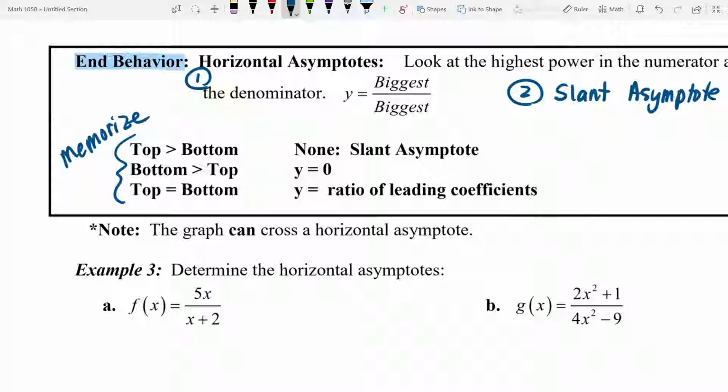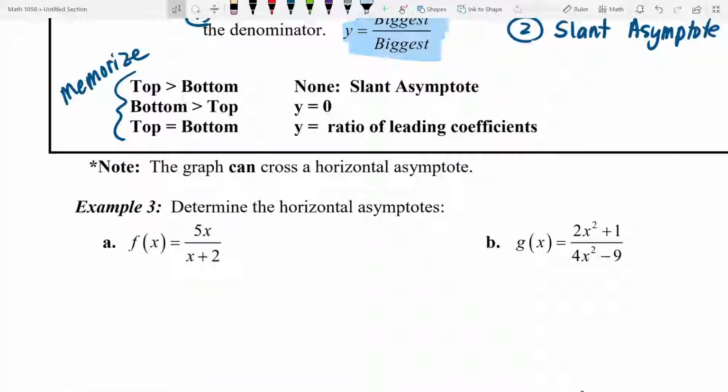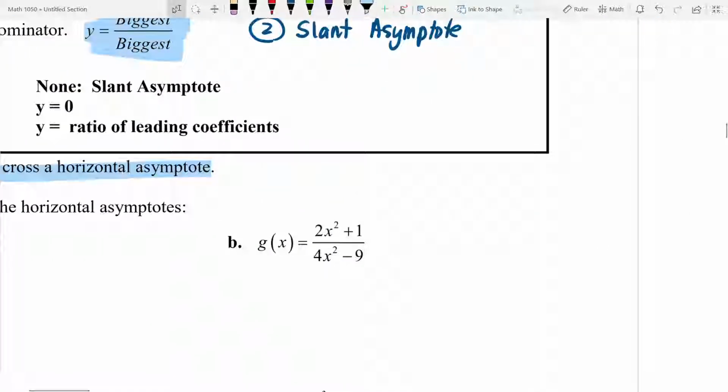The way that you find a horizontal asymptote is biggest over biggest. I'm going to ask you that every time we find one. I'm just going to keep drilling you. How do you find a horizontal asymptote? And your guys' response is going to be biggest over biggest. Okay, let's go ahead and do it. One more thing, guys. It is okay to cross a horizontal asymptote. It's okay to do that.